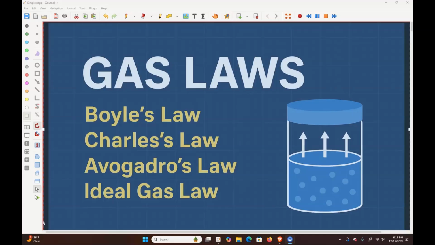First, we'll explore Boyle's law and learn about the inverse relationship between pressure and volume. Next up is Charles' law, which reveals how volume and temperature are connected. Then we'll move on to Avogadro's law and discover the role of moles and volume. And finally, we'll bring it all together with the powerhouse of them all, the ideal gas law, the single equation that can describe the state of an ideal gas under almost any condition.